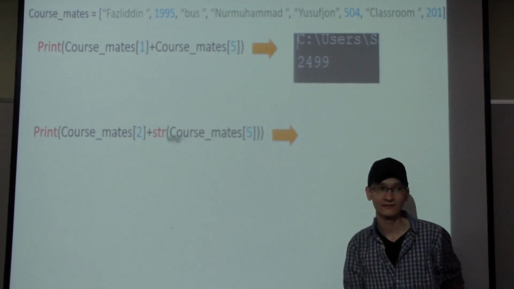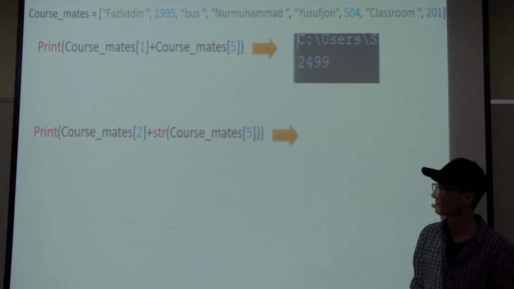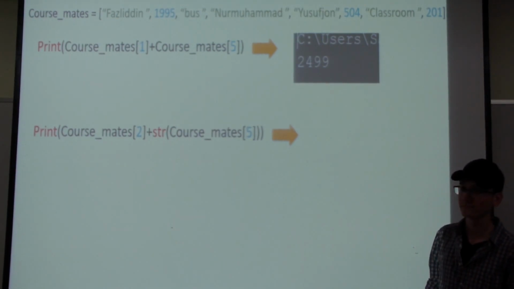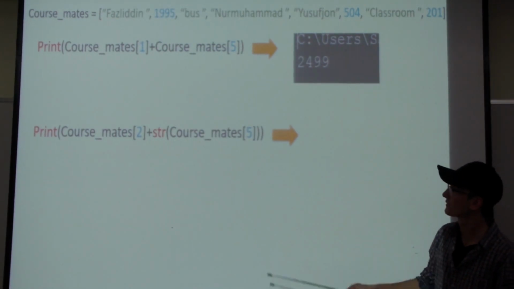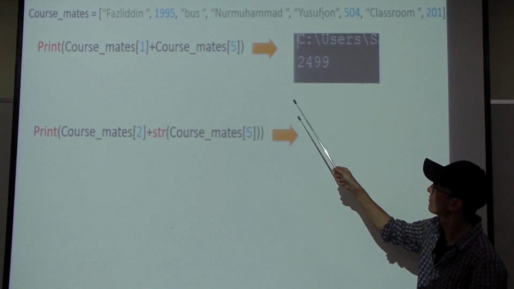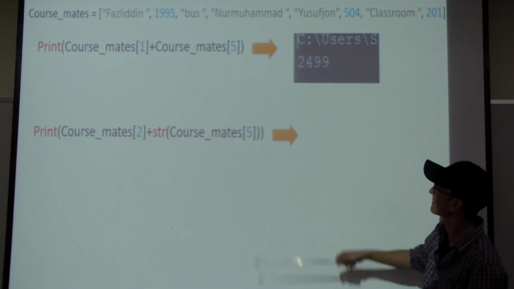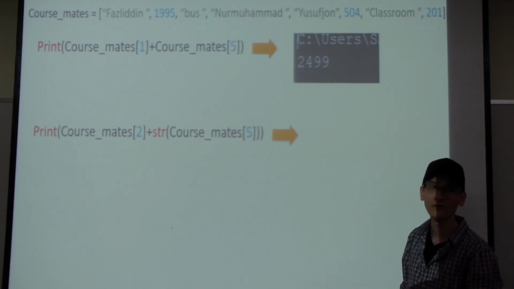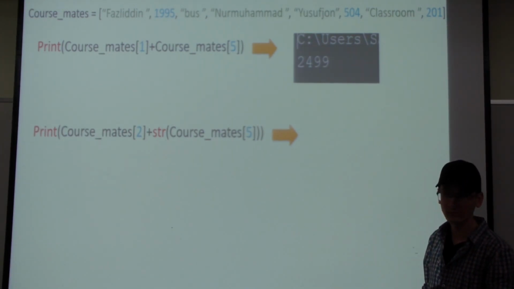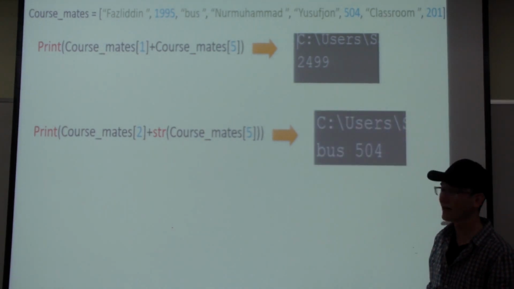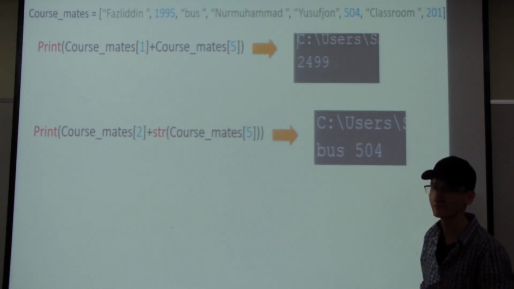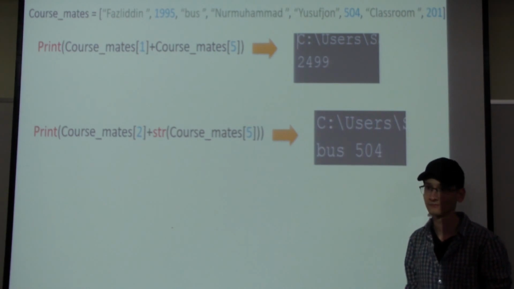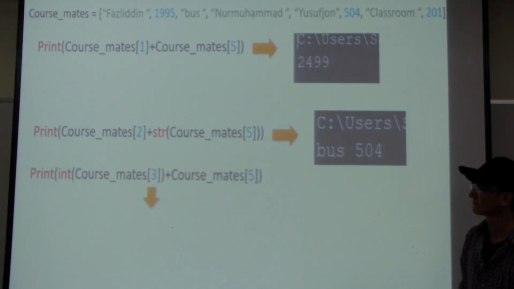So coursemate 2. Yeah, think about it. Bus plus string coursemate 5. Bus 500, bus 504. Yeah, bus 504. Right.